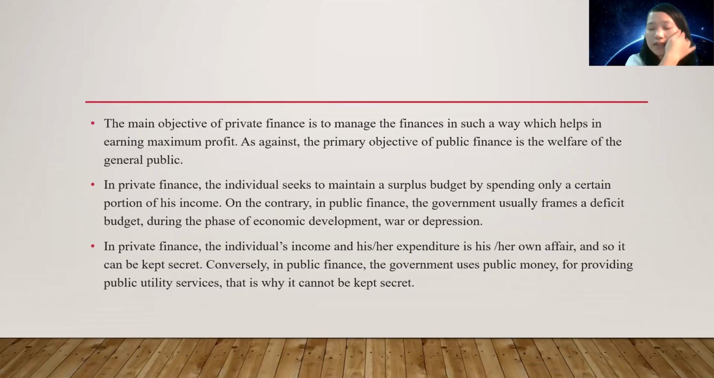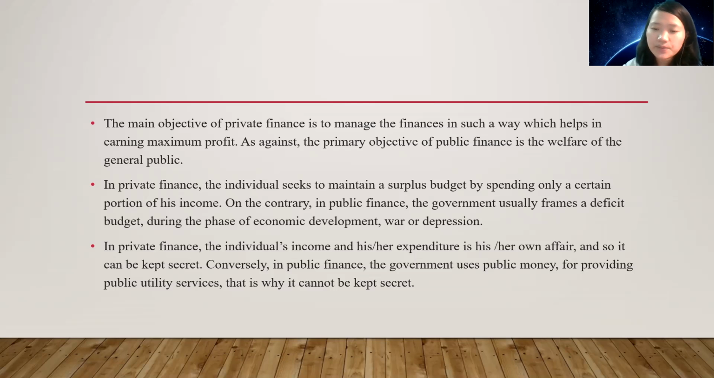The government has to see how it is spending for the welfare of the public. But in private finance, they look for their own individual profits, while for the government, it is for the maximum welfare of the public. And private finance expenditures and income can be kept secret, but for the government, it cannot be kept secret. And the government makes a deficit budget, but private finance always looks for a surplus budget.